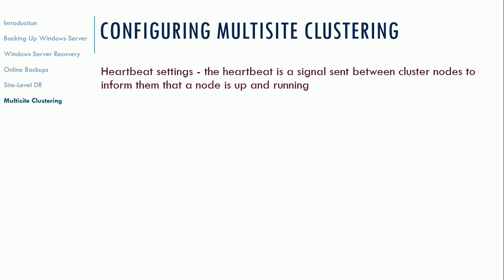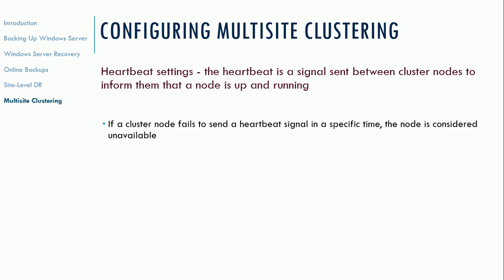So, heartbeat settings. The heartbeat is a signal sent between the cluster nodes to inform them that a node is up and running. This is how the backup knows that the primary node is online. If the backup can't get confirmation that the primary is working, then it takes over, because it assumes that the primary is offline at that point.